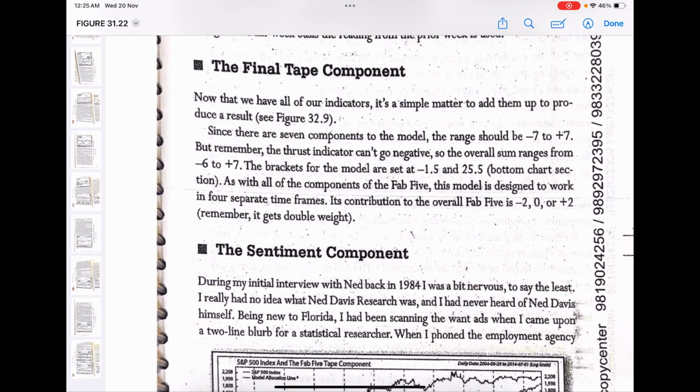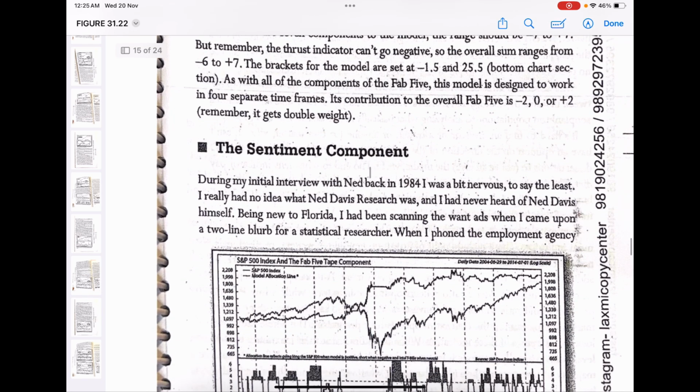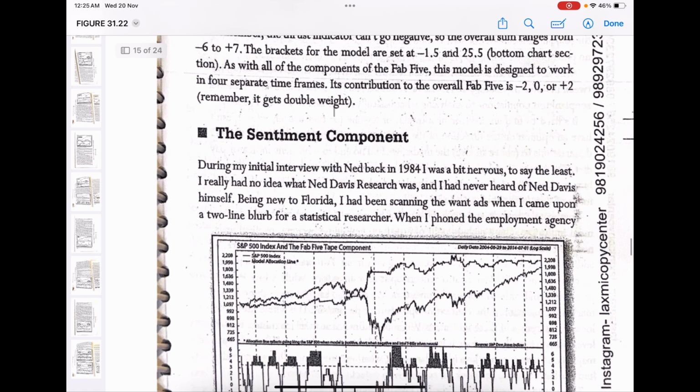The brackets for the model are set at minus 1.5 and 2.5. As with the components of the Fab 5, the model is designed to work in 4 separate time frames. Its contribution to the overall Fab 5 is minus 2, 0, or plus 2. And why are we saying that? Because, you know, it gets double weight.